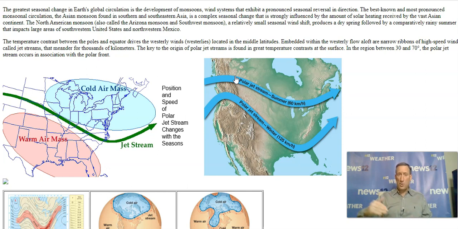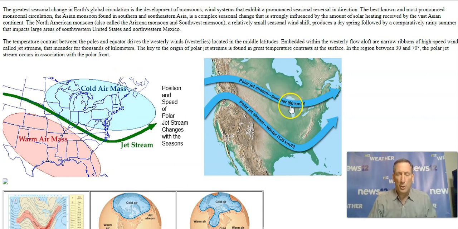So as it fluctuates throughout the year, the jet stream is a wave in the atmosphere. It'll fluctuate throughout the year. It'll push warm and cold air to different places. So let's look at this map here. Here's the jet stream, this green arrow. Cold air to the north, warm air to the south.